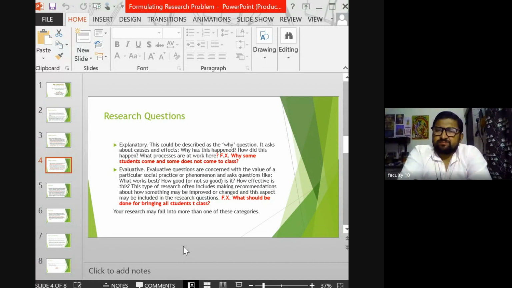So basically, again, when you are asking exploratory questions, there is also a chance of touching the explanatory questions, right? But the purpose of explanatory questions is to answer the question why, and the intention is to find the causes and effects of it. For example, why has this happened? How did this happen?